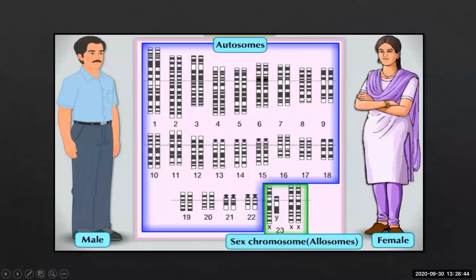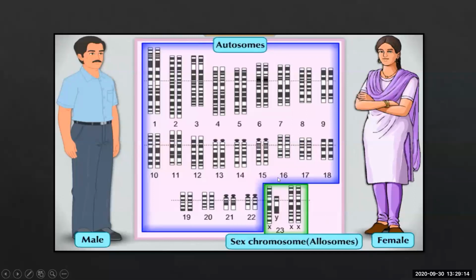Human beings have 46 chromosomes in the form of 23 pairs. There is a great variation in the size and shape of these chromosomal pairs. These pairs have been numbered. You can see here in this chart, this is the first pair of chromosomes, this is the second, third, fourth, and so on till the first 22 pairs of chromosomes. These are known as autosomes.